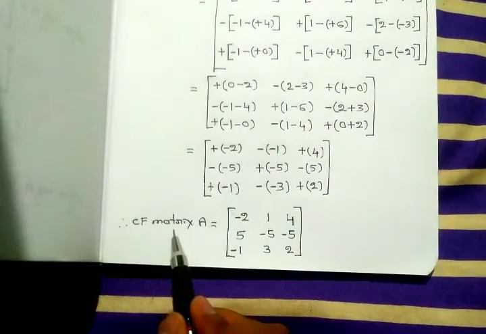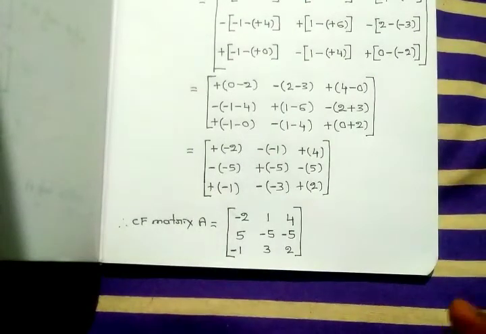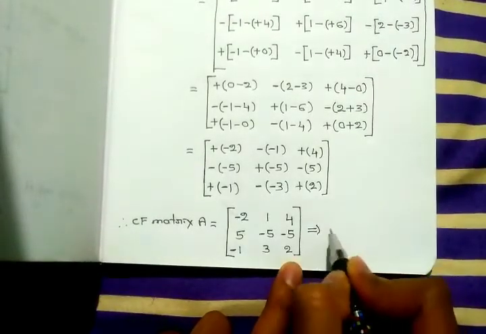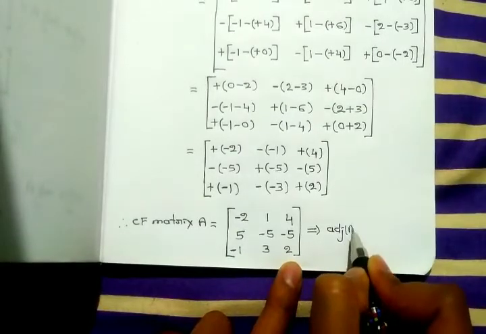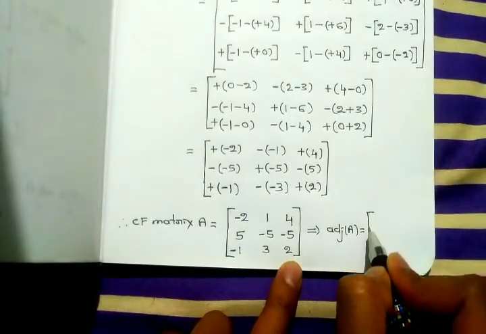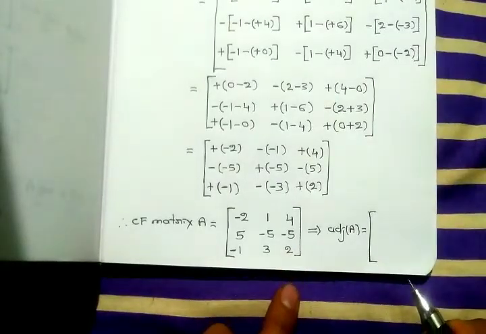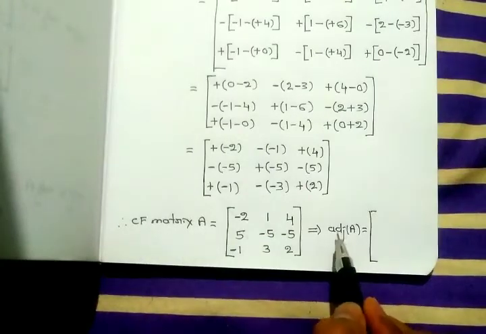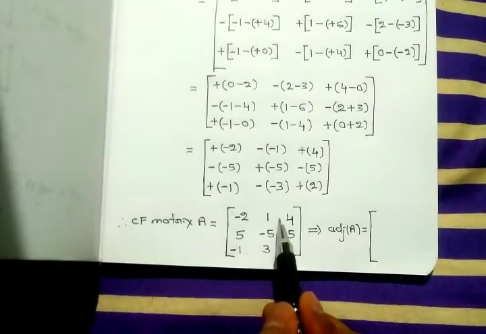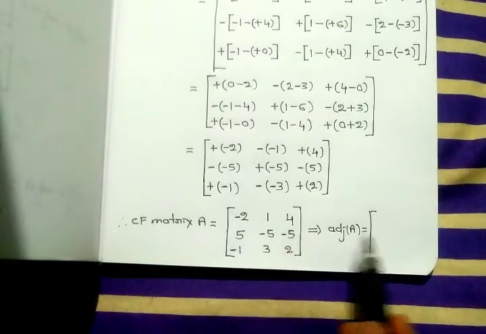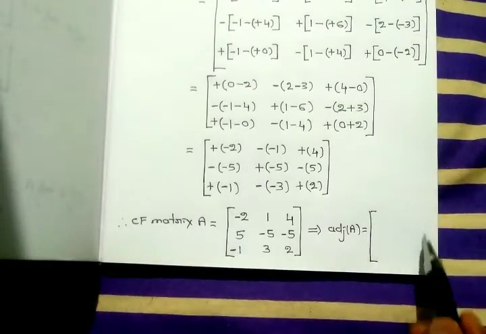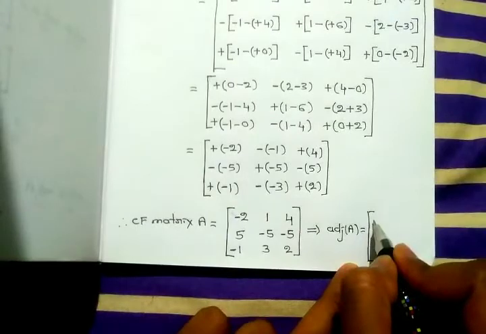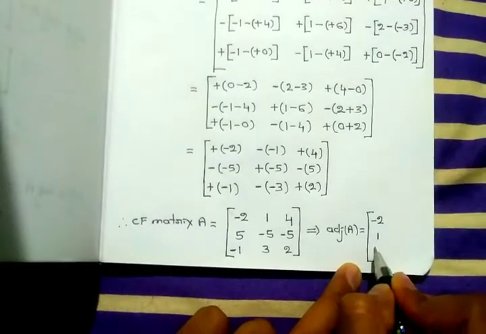So once you get the cofactor matrix of A, next step you need to find out what? Adjoint of A. Therefore here only I will write, it implies that adjoint of A is equals to. So what to do? You need to take the transpose of cofactor matrix to get the adjoint. Transpose means first row, write it as a first column, second row as a second column, third row as a third column. So first row is minus 2, 1, 4.